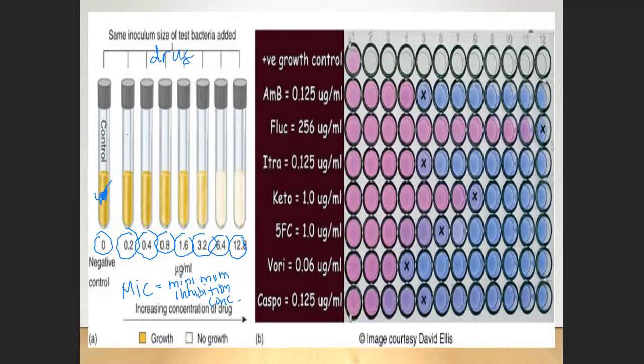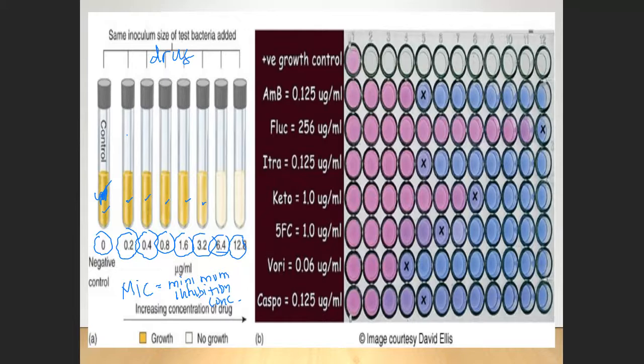After several days, maybe 1 day or 2 days, we check what happened. In the control, because there are no drugs, the bacteria will grow, so you will see it cloudy. At 0.2, bacteria are maybe still growing, almost similar to the control. The next ones are still growing, but a little bit less each time, and finally over here, no bacterial growth. It means the bacteria are killed by this 6.4 dose. And of course 12.8 will have no bacterial growth because it is a higher dose.